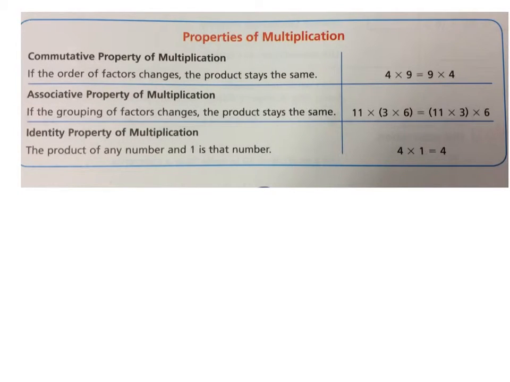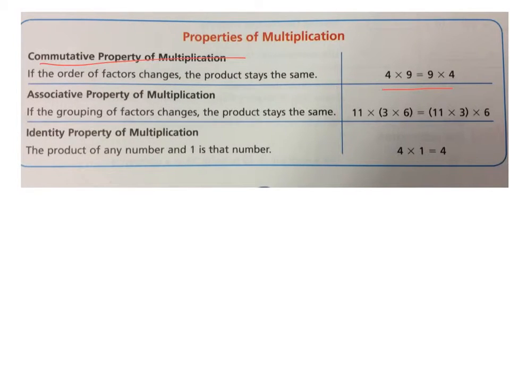The commutative property of multiplication. It says that if I'm multiplying 2 numbers and I change the order of the factors, the product stays the same. So 4 times 9 is the same as 9 times 4. Right? Same as in addition.